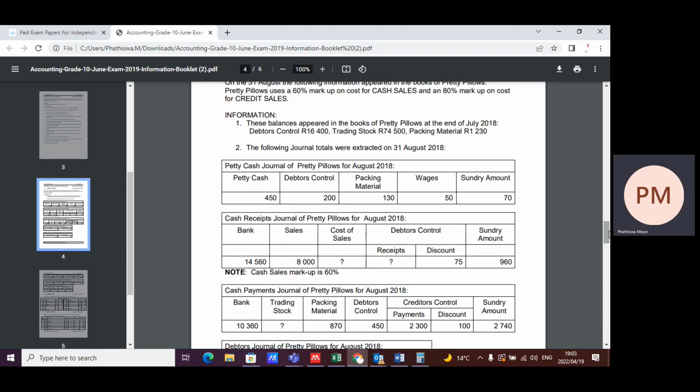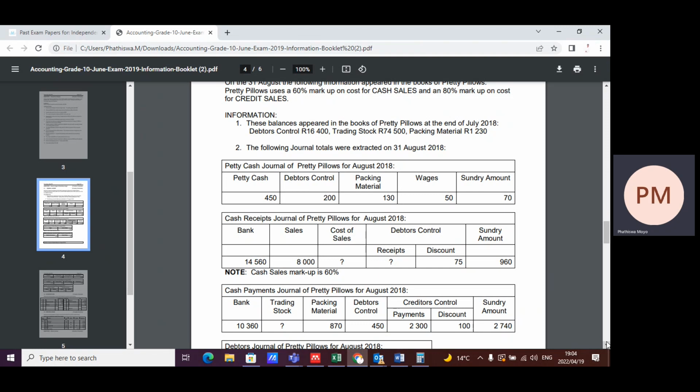Now we're done with petty cash. So okay, I just had to quickly attend to my sister then. Okay, I'm back. So we're done with petty cash.